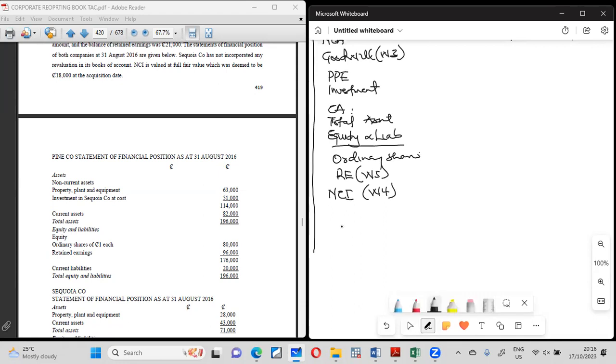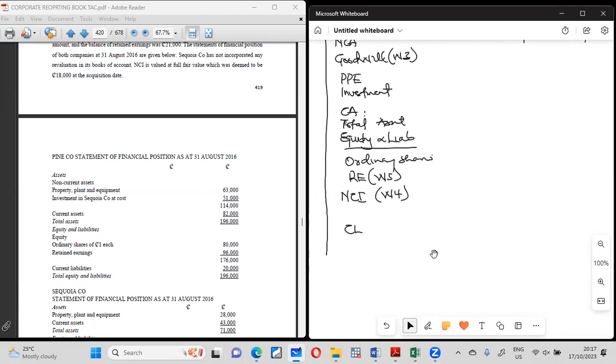Then you have the non-current liabilities. Is there any NCL in this question? No. So we have current liabilities. All right, so that is that. You set it up. Please always set it up. Now let's go back and start our workings.